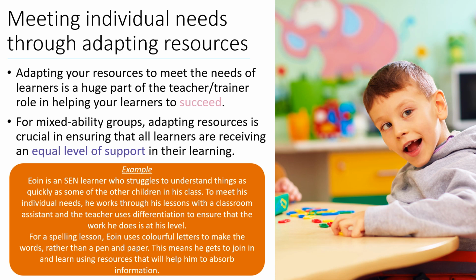Ewan is an SEN learner who struggles to understand things as quickly as some of the other children in his class. To meet his individual needs, he works through his lessons with a classroom assistant, and the teacher uses differentiation to ensure that the work he does is at his level. For a spelling lesson, Ewan uses colorful letters to make the words, rather than a pen and paper. This means he gets to join in and learn using resources that will help him to absorb information.